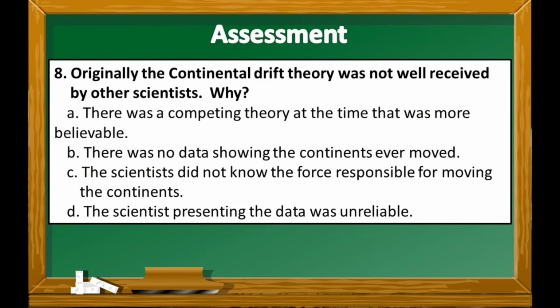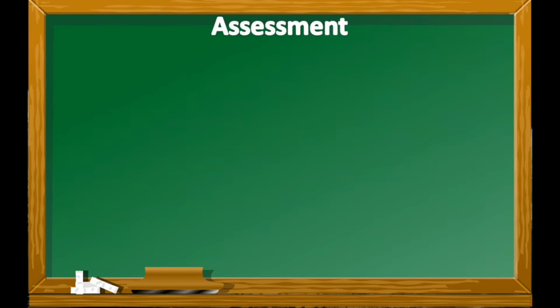8. Originally, the continental drift theory was not well received by other scientists. Why? A. There was a competing theory at the time that was more believable. B. There was no data showing the continents ever moved. C. The scientists did not know the force responsible for moving the continents. D. The scientist presenting the data was unreliable.